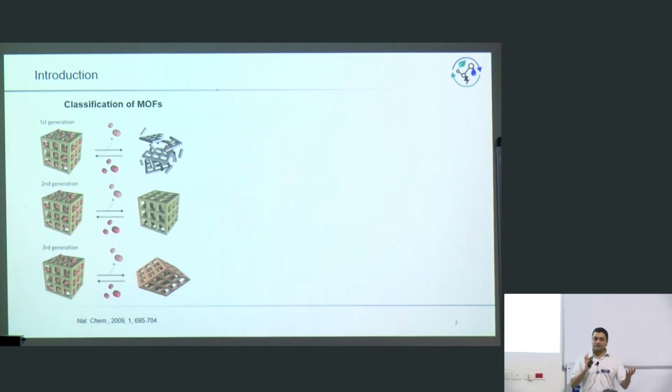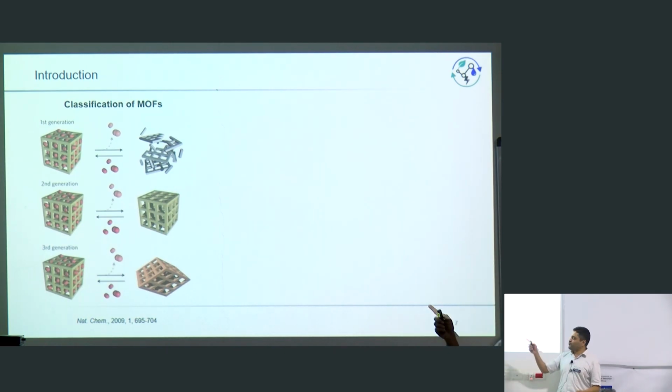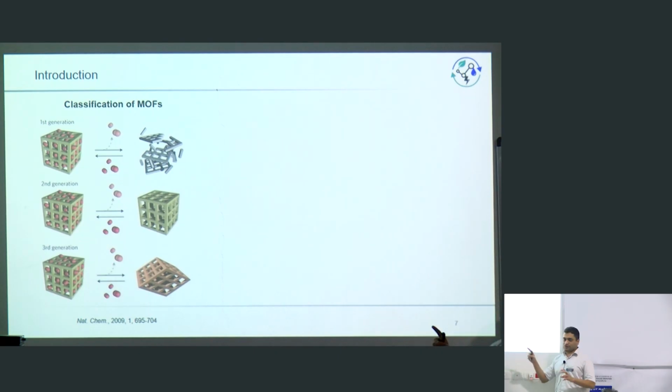So Susumu Kitagawa in Japan gave this nomenclature. All of us are familiar with the generations of mobile phones, 1G, 2G, 5G phones. So he gave this idea of 1G, 2G, and 3G MOFs. The first generation MOF typically breaks down when the guest molecules are removed. The second generation MOF is the more robust one, where nothing happens to the structure. The guest molecule just goes out and comes back in, but the structure remains intact.